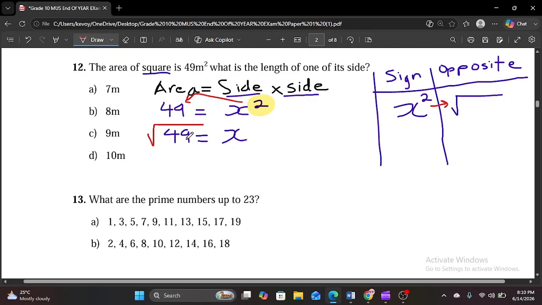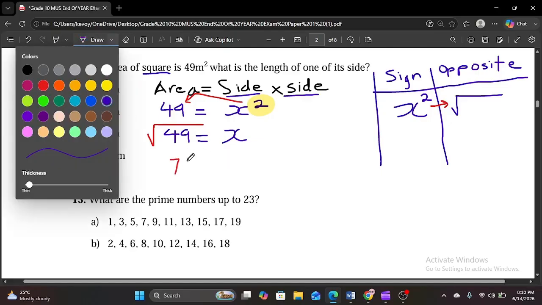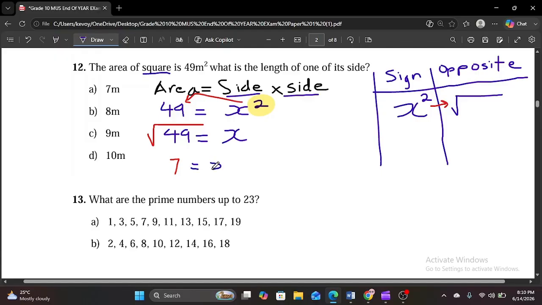And what number can multiply by itself to be equal to 49? That's going to be 7. All right, so that means that 7 is equal to x, right? So for that square right there, 7 times 7 should be equal to 49, right? So 7 meters is the answer right here. That's A.